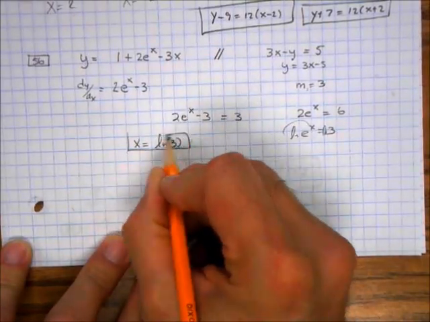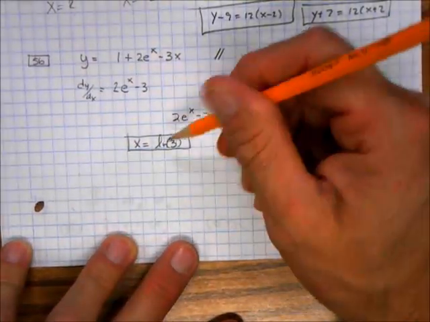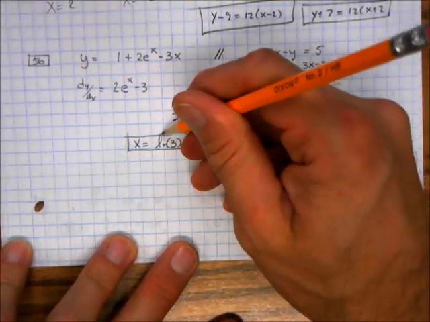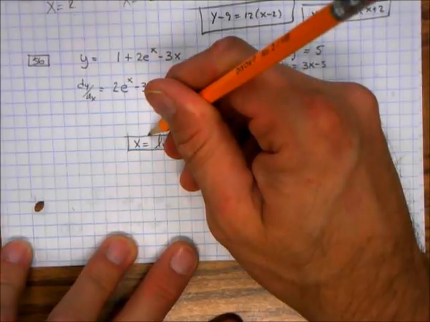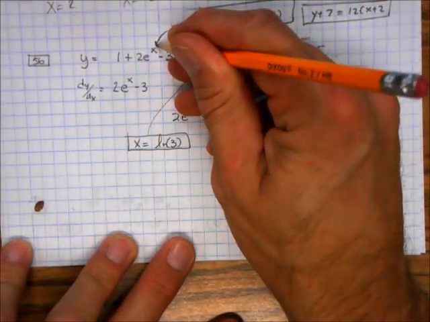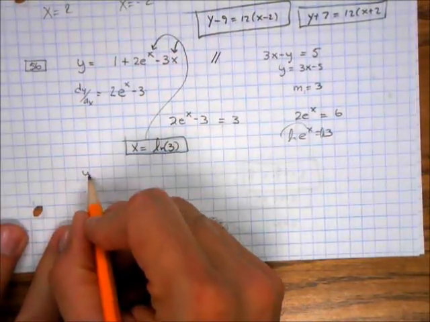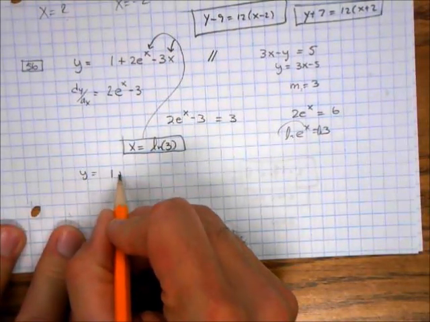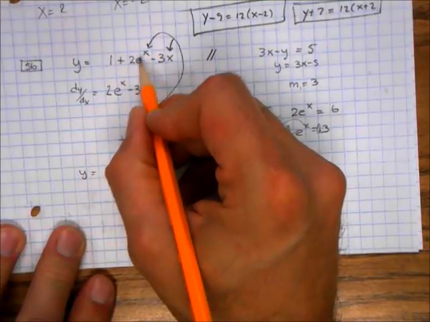And x is equal to the natural log of 3. Okay, so that's the x. Now let's find the y. Okay, so if I substitute this back into the original, then y is equal to 1 plus 2e^(ln 3) right there.